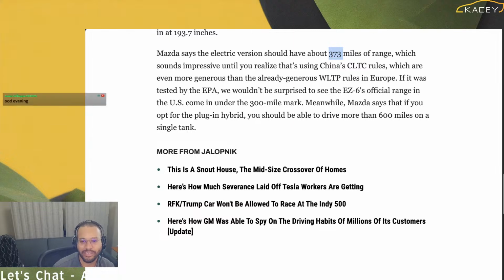If it was tested by EPA, we wouldn't be surprised to see EZ6's official range in the US come under the 300-mile mark. Meanwhile, Mazda says that if you opt for the plug-in hybrid, you should be able to drive more than 600 miles on a single tank. I mean, that's easy enough. You need a big enough tank and a decent battery, and if your battery can do enough of your daily drives that you can make it home to plug back in or make it to work to plug back in.